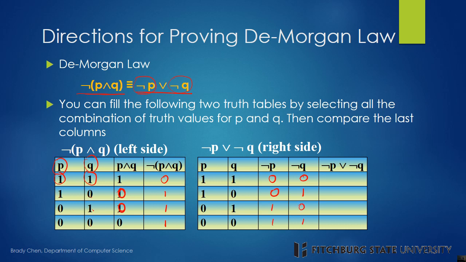And then negation of P, disjunction negation of Q. Both P and Q are false, so the disjunctions are false. And even if just one of negation of P and negation of Q is true, then the result is true. So now we find out the values for this and the values for this are identical for each case of P and Q. That means we proved that these two statements are identical.